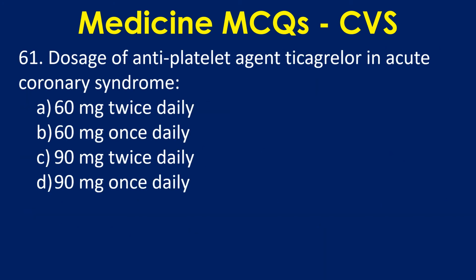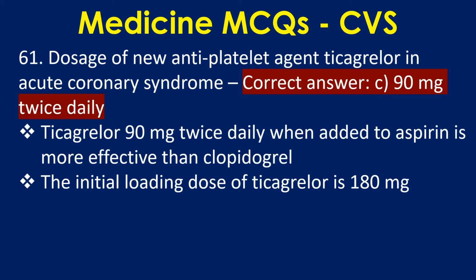Dose of antiplatelet agent ticagrelor in acute coronary syndrome. A. 60 mg twice daily, B. 60 mg once daily, C. 90 mg twice daily, D. 90 mg once daily. Correct answer C. 90 mg twice daily. Ticagrelor 90 mg twice daily when added to aspirin is more effective than clopidogrel. The initial loading dose of ticagrelor is 180 mg.